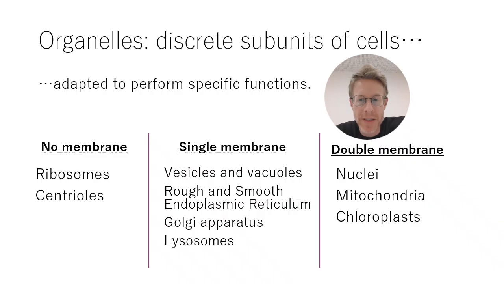Most organelles have a single membrane around them. When I say membrane, it's a phospholipid bilayer, just like the plasma membrane. So vesicles, vacuoles, rough and smooth ER, Golgi apparatus, and lysosomes are all single membrane organelles. And you should really know which ones are double membrane. Those include the nucleus, or plural nuclei, mitochondria, and chloroplasts. They all have a double membrane.